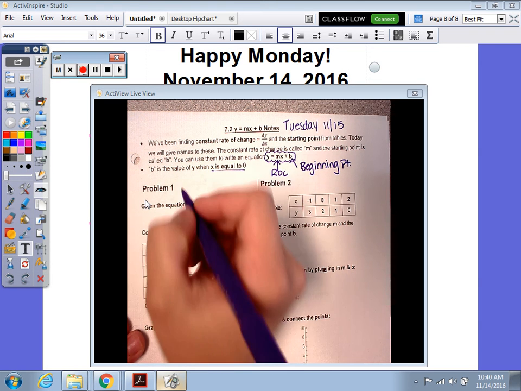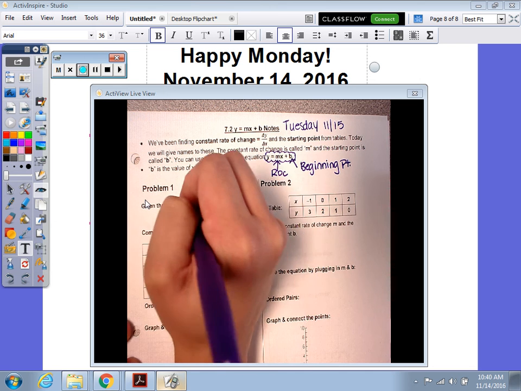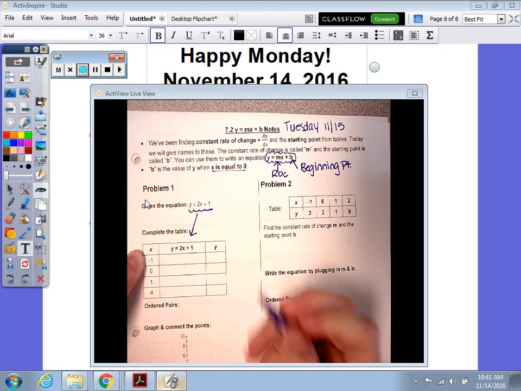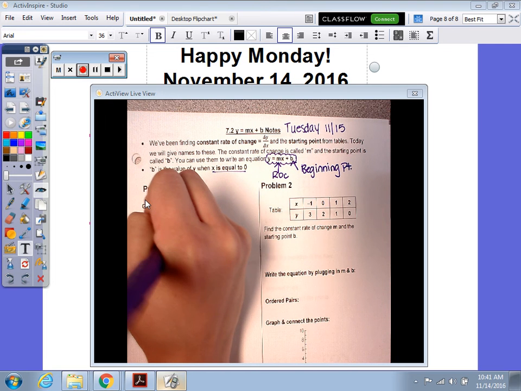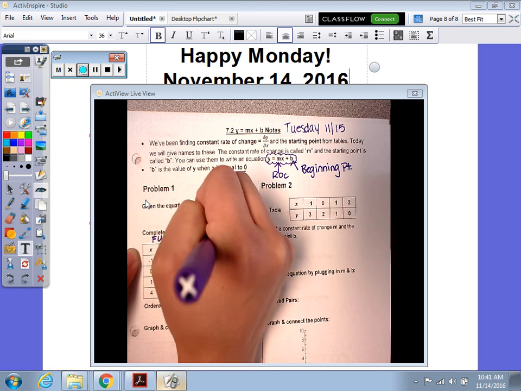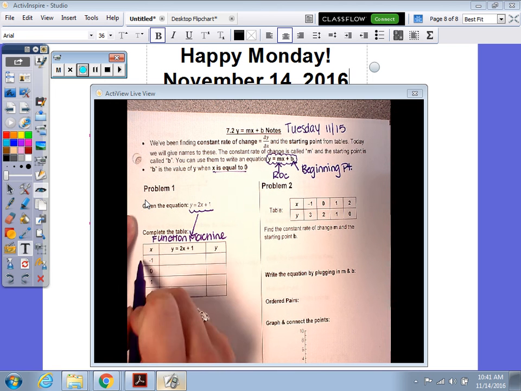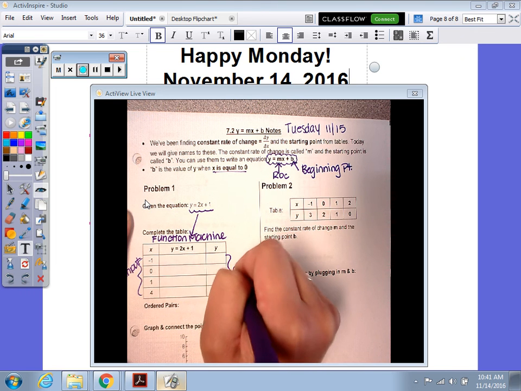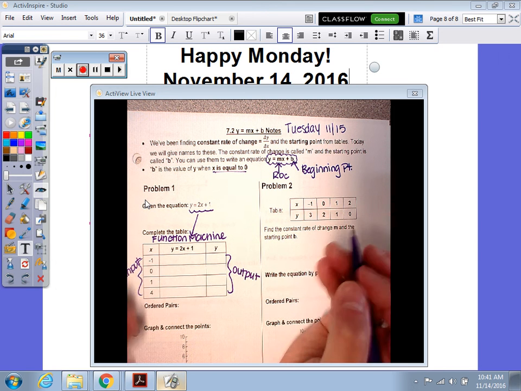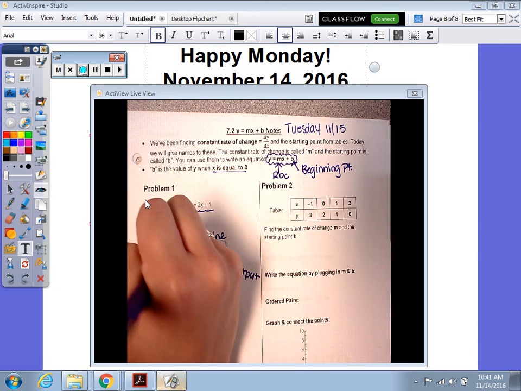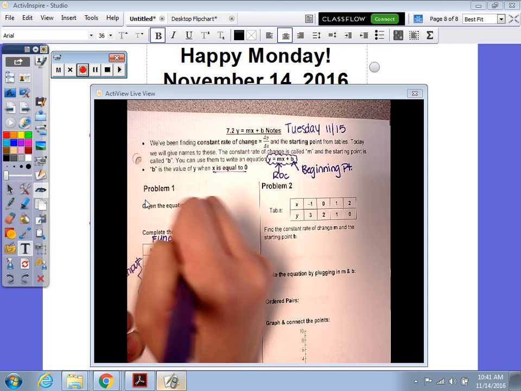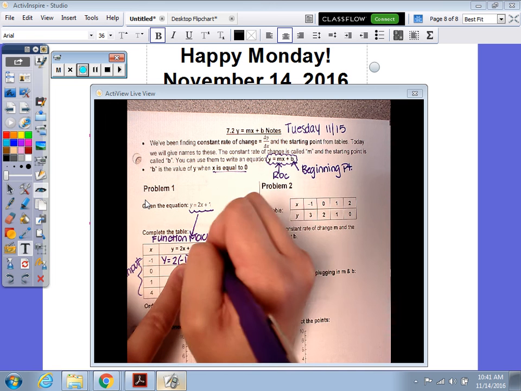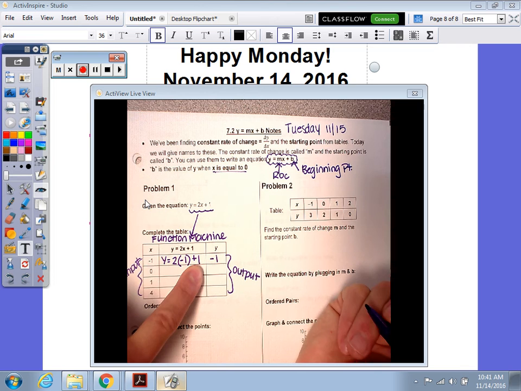Okay, so in this equation, we're given this equation and we want to put it into a table. So remember our function machine. This is our function machine where you input these values. These are your inputs. And on the flip side, you get these outputs. So if I put in y equals 2, I'm going to plug in -1 in parentheses instead of x, plus 1. So 2 times -1 is -2, plus 1 is -1, and then I put my output there.